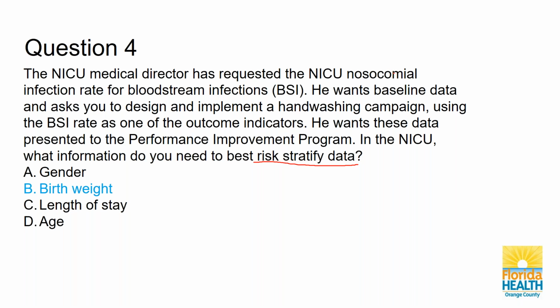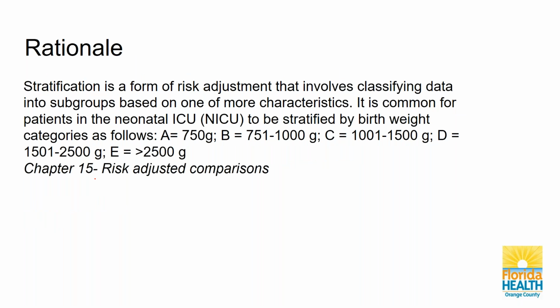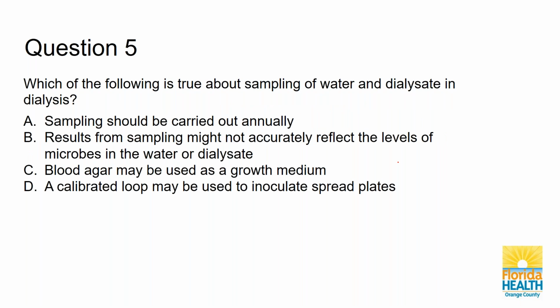Now, this is going to come straight out of chapter 15 with the risk adjusted comparisons. Stratification is a form of risk adjustment that involves classifying data into subgroups based on one or more characteristics. It is common for patients in the neonatal ICU to be stratified by birth weight categories as follows. So this is from chapter 15, risk adjusted comparisons. And that's from module 2, right? Gotta know this.